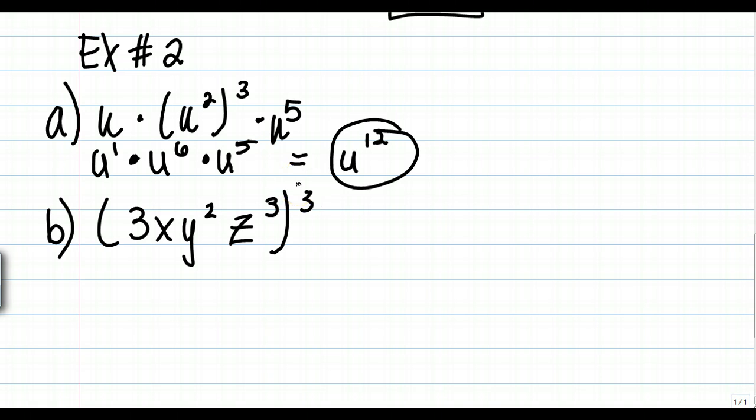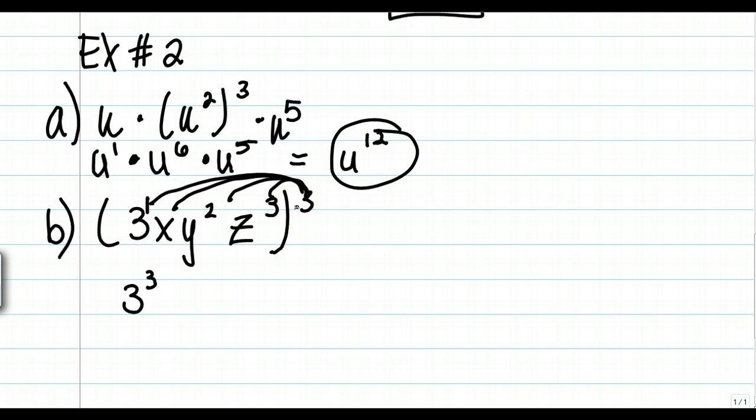Law number 2. You have to distribute the power to everything, including this 3 to the 1. The most common mistake with numbers on the inside here is that they go, oh, 3 times 3 is 9. No, remember, you are multiplying the powers together, not the base numbers. So you have 1 times 3. So you're going to have 3 to the third power. Again, it's not 3 times 3.